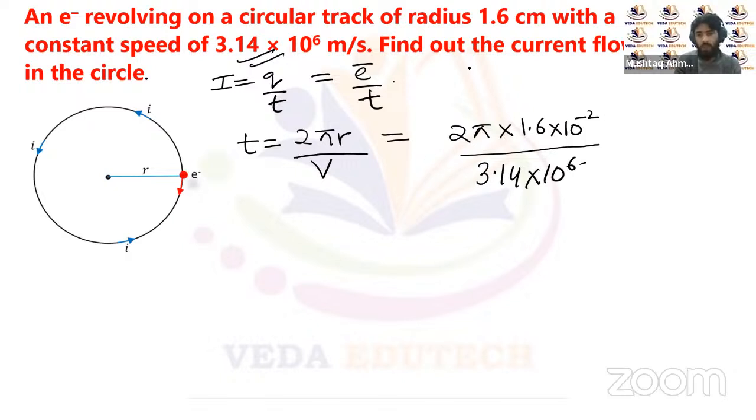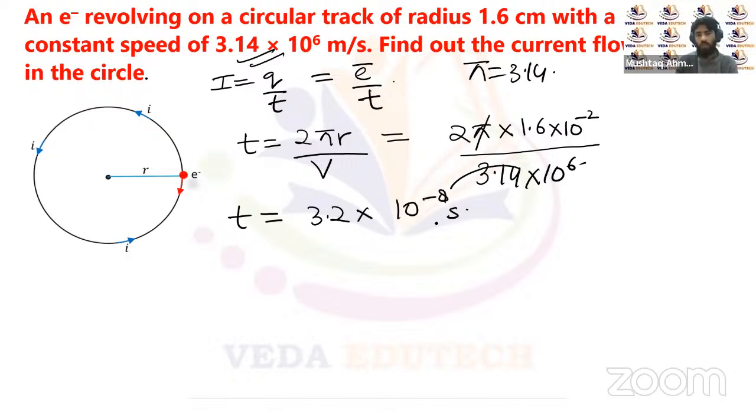And we can see that the value of pi is approximately 3.14, right? That means we can cancel out this pi with 3.14. So our time will be equal to 2 into 1.6, which is 3.2, and it will be 10 to the power minus 8 seconds. So it's a very small time, 3.2 into 10 to the power minus 8 seconds.